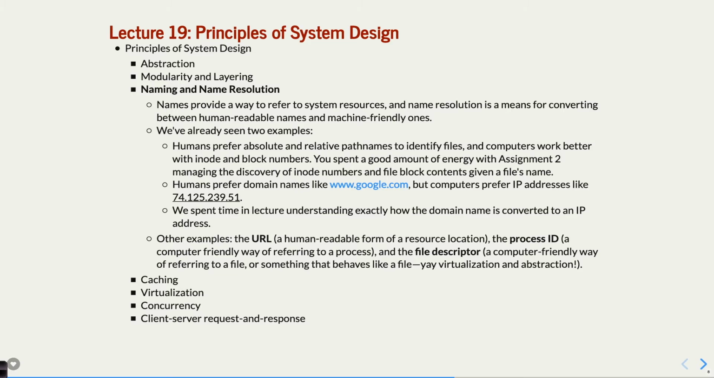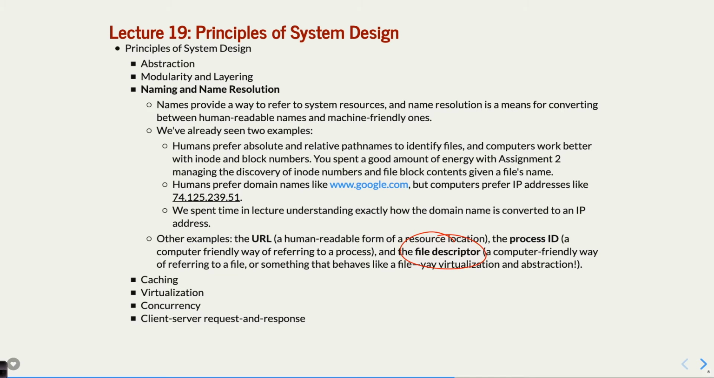The naming and name resolution. Here's another one. So we've already seen some of this with our file system examples. We've talked about absolute and relative path names, and whether or not humans like Google.com and computers like 74, etc. Okay, we've done that. URLs are also human readable. Remember, URLs can map to IP addresses with a file path name as well. Okay, so there's that in there.